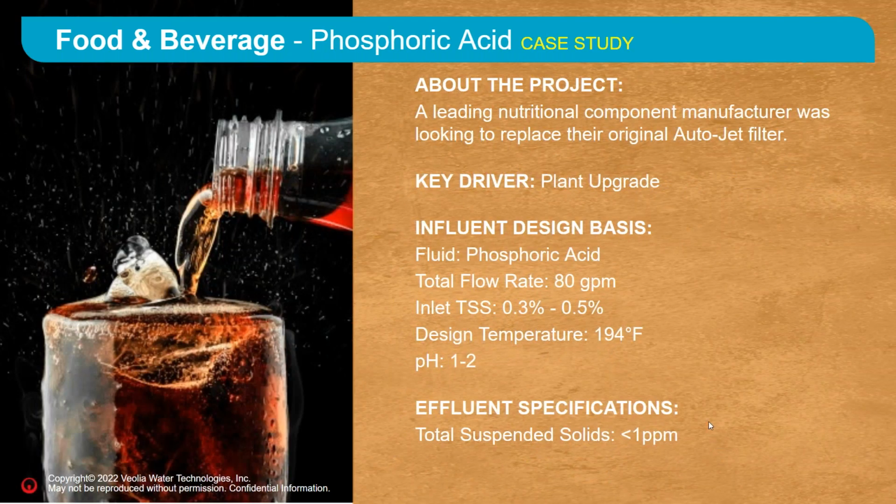Another case study for the food and beverage was for a phosphoric acid manufacturer. They were looking to replace their original Auto-Jet filter that was installed. So this was a flow rate of 80 GPM. This had really high solids coming in at 0.3 to 0.5% solids. And the design temperature was 194 F, and the pH was about 1 to 2. And the filters that were installed were able to achieve less than 1 ppm solids out of the filter.